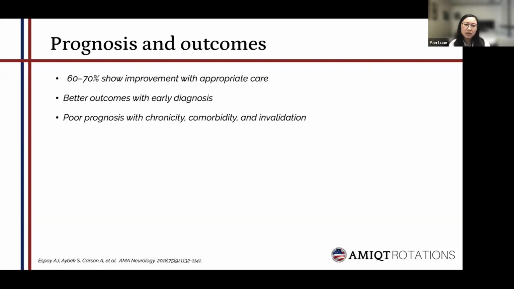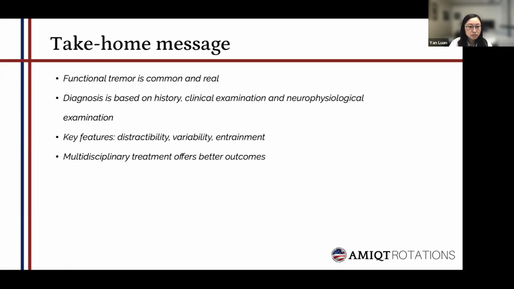As for the prognosis, 60 to 70% of patients can show some improvement with appropriate care, and early diagnosis can lead to better outcomes. However, prognosis can be poor if the patient has had tremor for a long time, or has some other medical illness, or is not believed by their family members, friends, doctors, or other people.